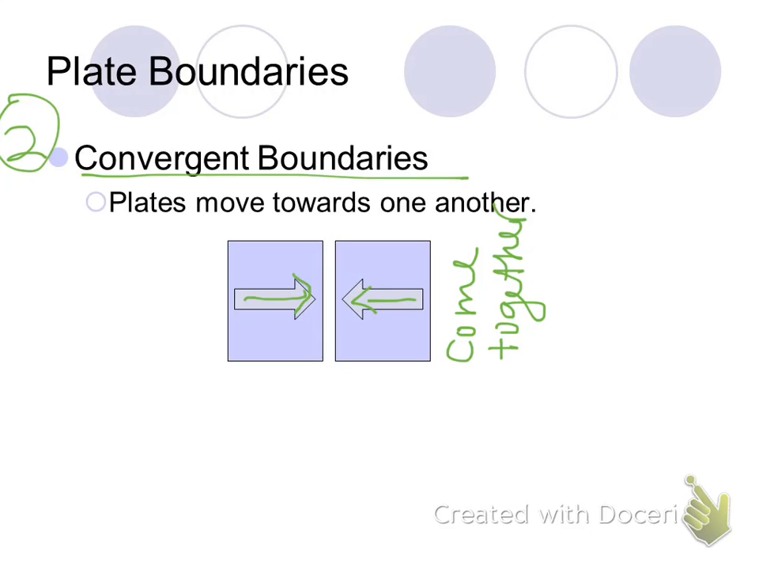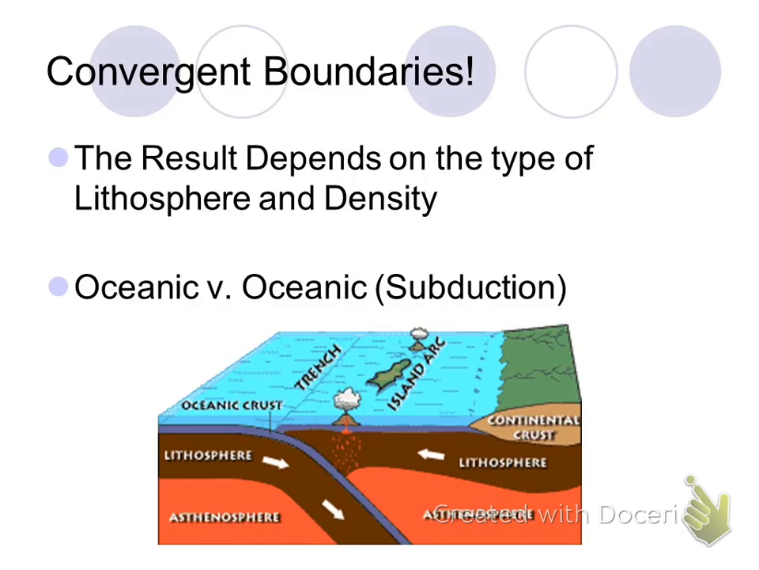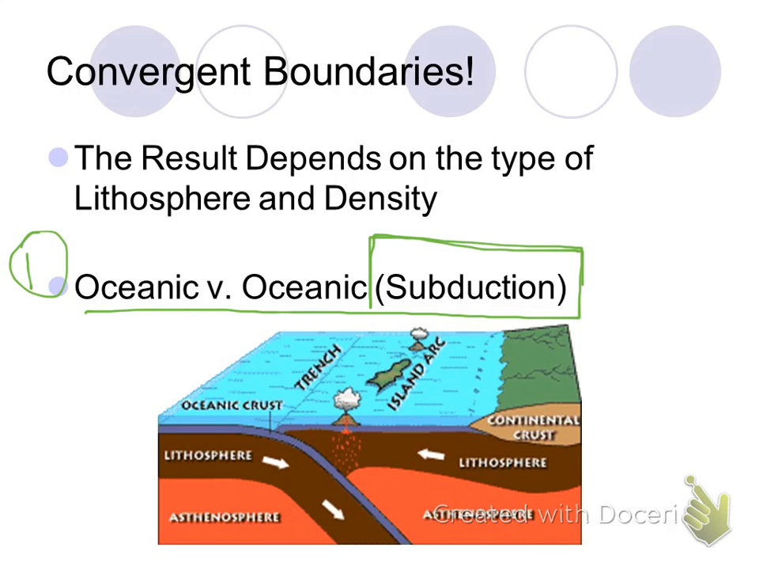Trevor, what's one of them? Oceanic. Oceanic, and somebody help Trevor out. What's the other one? Evan? Continental. Continental. Which one's more dense, oceanic or continental? Which one's more dense, class? Oceanic is more dense. Okay, so we got to remember that. So our first type of convergent boundary, if we have 2 pieces of oceanic crust coming together, number 1, oceanic versus oceanic. And you'll see a familiar word up there that I'm putting in a box.